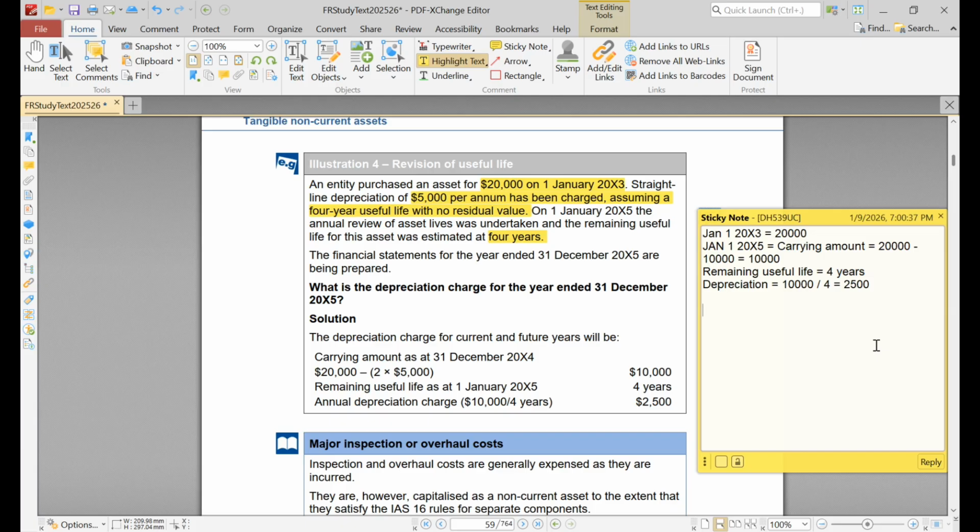So we just calculated that on the date when the change was made. We calculated that on Jan 1 the cost was 20,000. On 1st Jan 20x5 the value was 10,000. And then we found out that the remaining useful life was 4 years. So we did 10,000 divided by 4 to get depreciation as on 31st December 20x5. Depreciation value is 2,500.